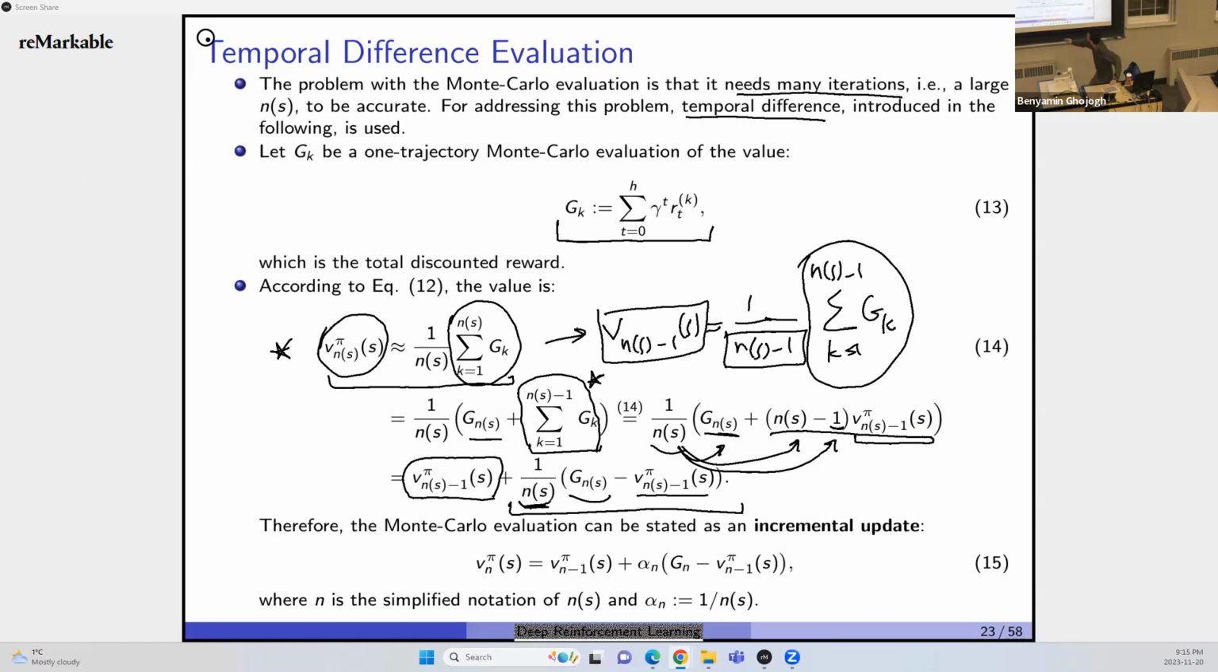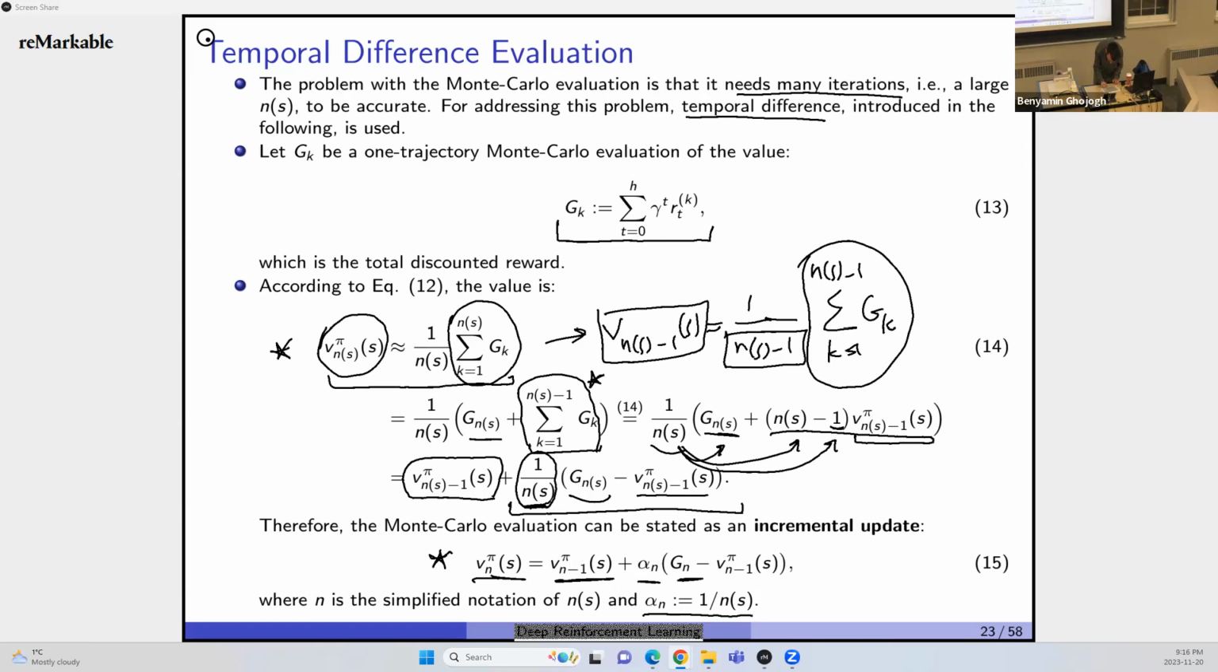Did you see? So basically it says that the previous value, the previous N_S minus 1, plus something becomes the next value. I'm rewriting it here, V_{N_S}. By the way, again, I said there is a mess in the notations of papers. Sometimes rather than N_S, they simplify it by N. When they say N, they mean N_S here, okay? So V_n(S) equals V_{n-1}(S) plus this, which they usually denote by alpha_n. Alpha_n is 1 over N_S, okay?